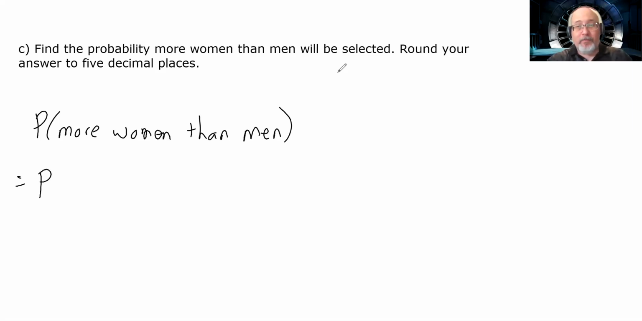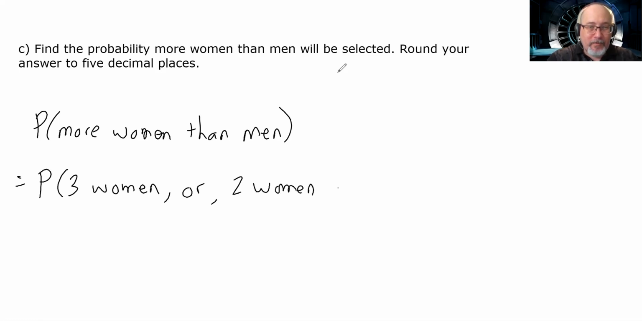We're picking 3 people. So if we pick more women than men, how could that happen? We either pick 3 women or we pick 2 women and 1 man. Those are the only ways we can pick 3 people and have more women than men. Because if we don't pick 3 women or 2 women, then we can either pick 1 woman, which would mean 2 men, that's not more women than men, or 0 women and 3 men, which is clearly not more women than men. We've already done both of these problems.